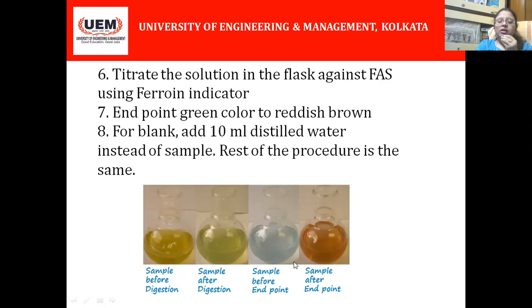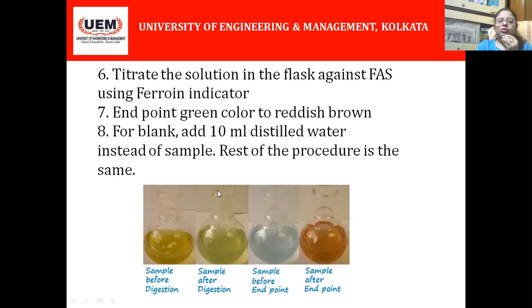Why? Because ferroin in the +3 state gives the pale blue color. Now, when there is no potassium dichromate present in the solution, as it has reacted, then ferrous ammonium sulfate comes into play. Iron is coming from ferrous ammonium sulfate. That iron 2+ will form a chelate complex with the ferroin indicator, and at the end point it will give a reddish brown color. So the next step is to titrate the solution in the flask using ferrous ammonium sulfate and ferroin indicator. The end point color change is greenish or greenish blue to reddish brown.